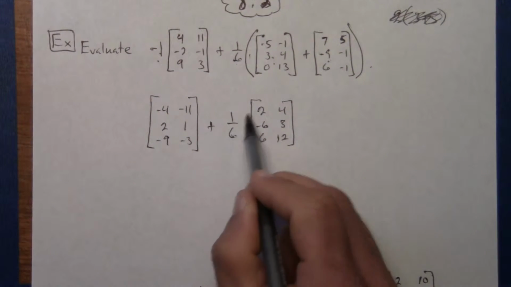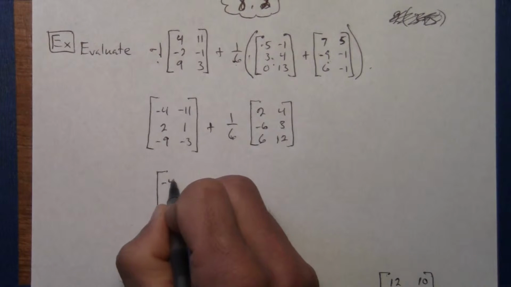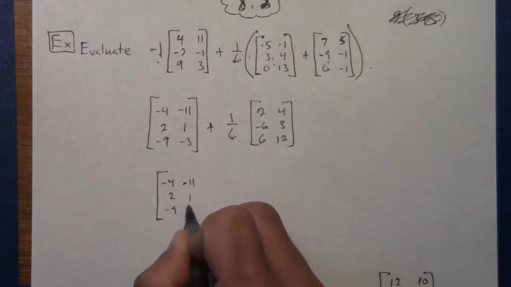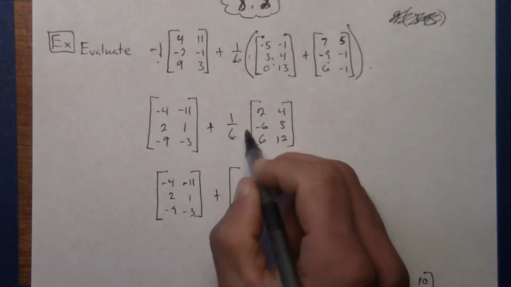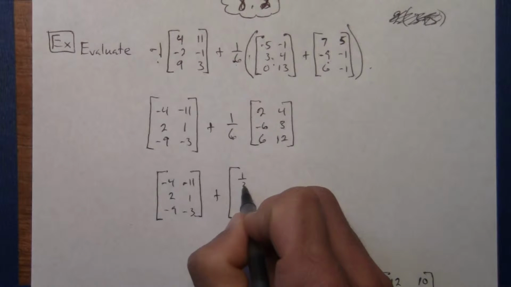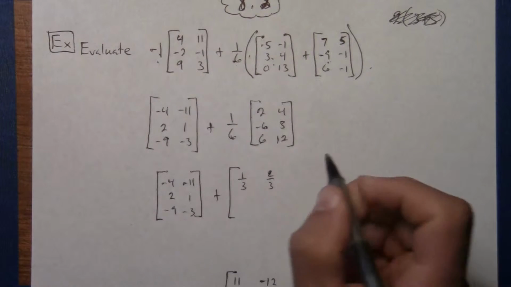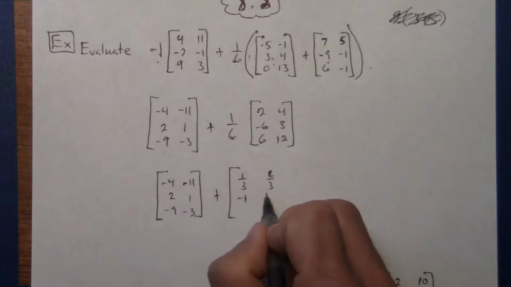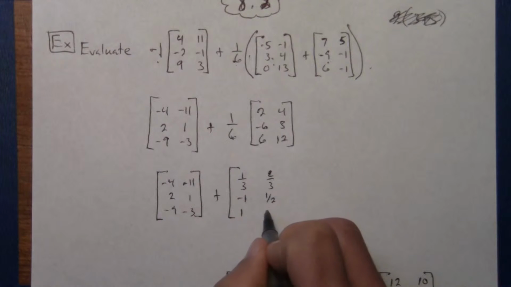And now I'll go ahead and distribute the 1/6. That again is a scalar, so I'm just going to leave this term alone. It's -4, 2, -9, -11, 1, -3, plus, and now if I multiply by 1/6, that gives me 1/3. That gives me 4/6, or 2/3 if I simplify. That gives me -1, 1/2, +1, and +2.